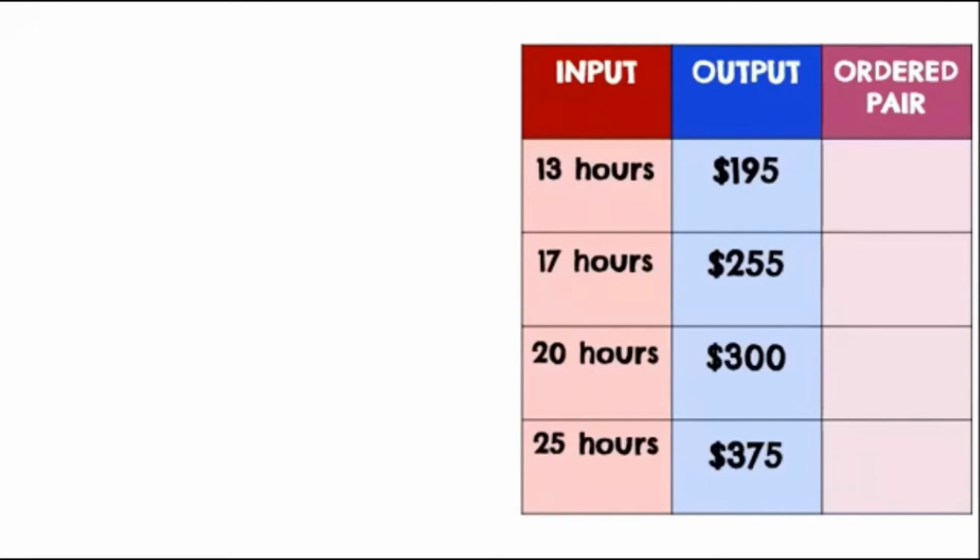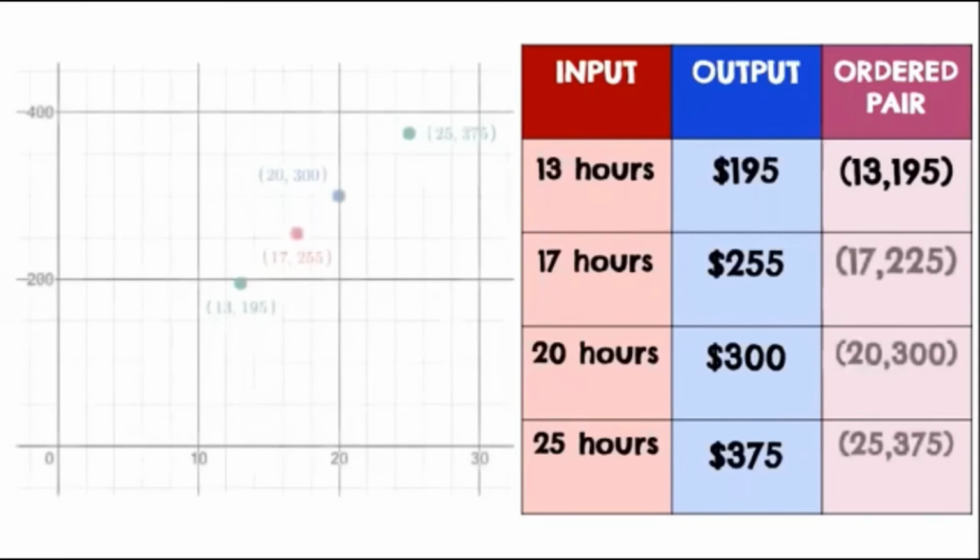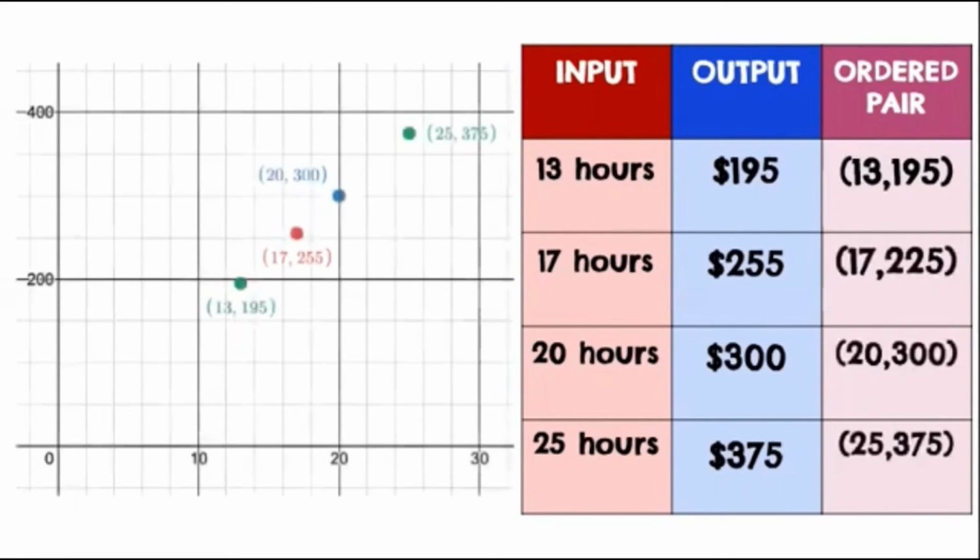Let's practice that with the first 4 inputs and outputs we had on the last function. So here I have written the first ordered pair for you. You do the other 3 on your paper and see if you get the same thing. I put the table on the screen for your reference. Here's what each ordered pair and its point on the graph should look like. How did you do?